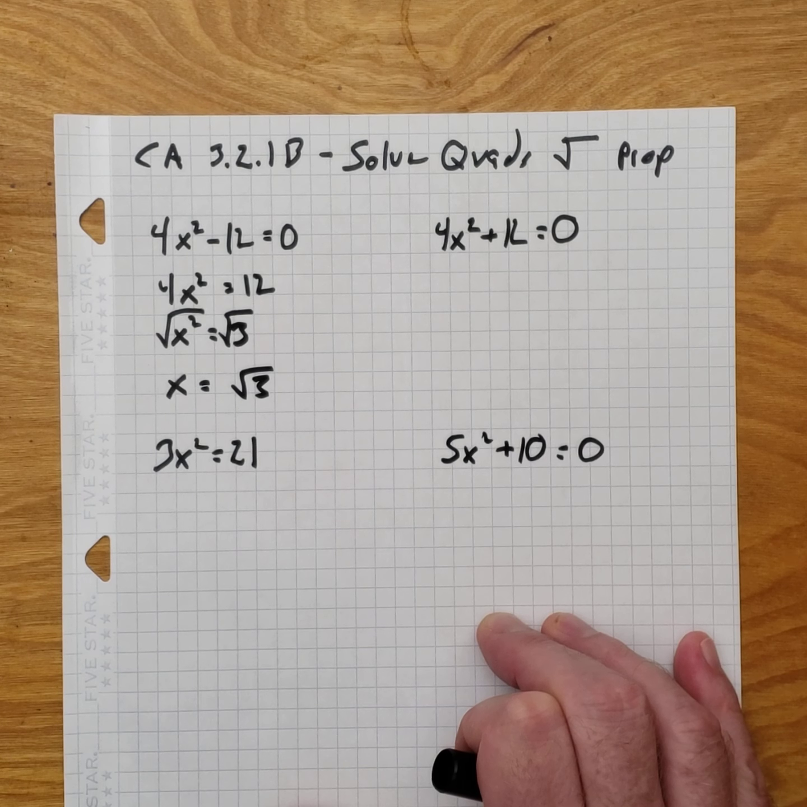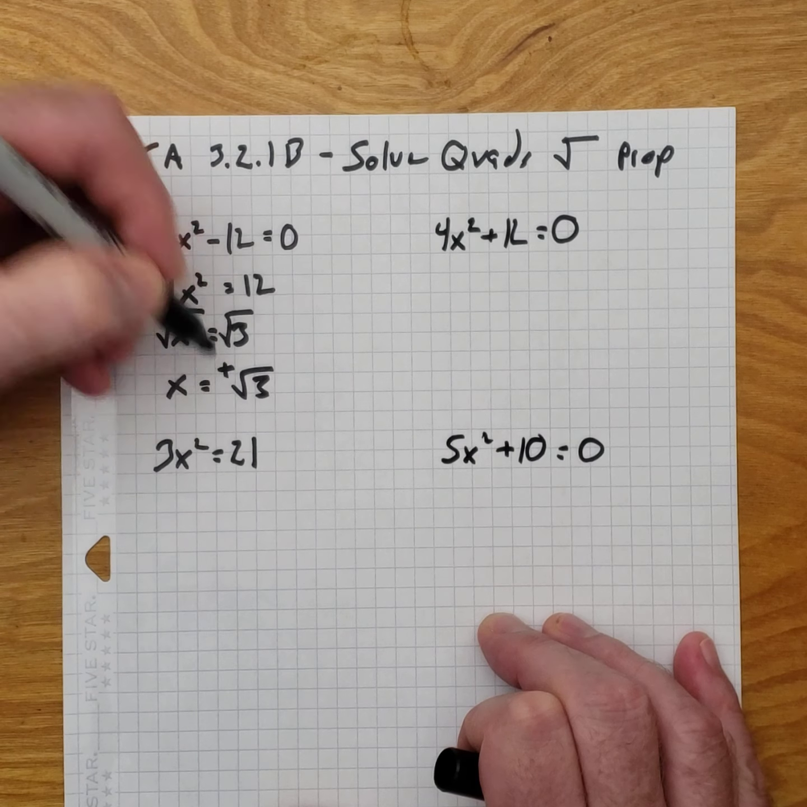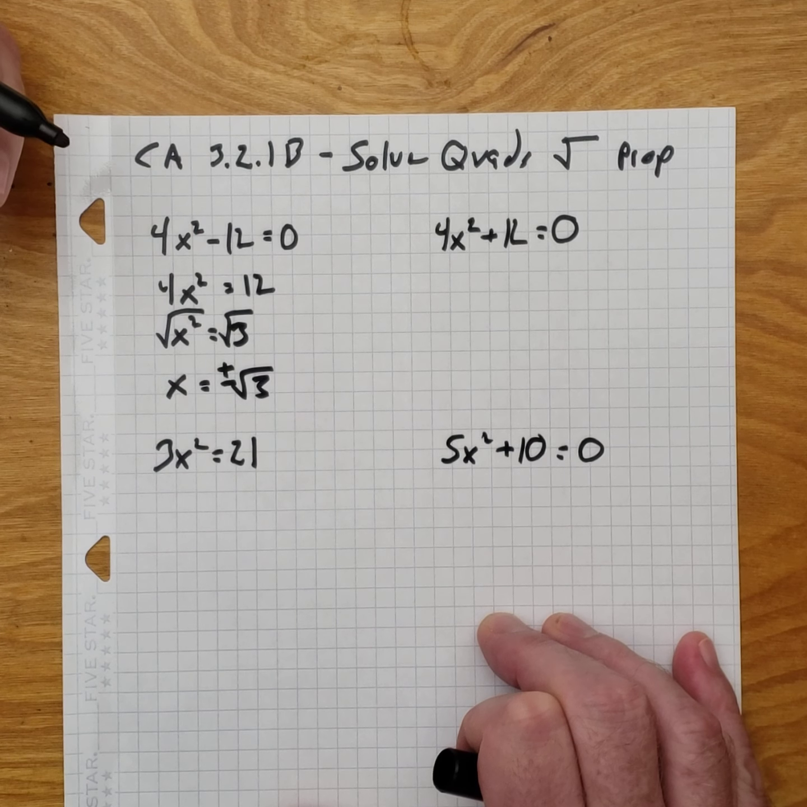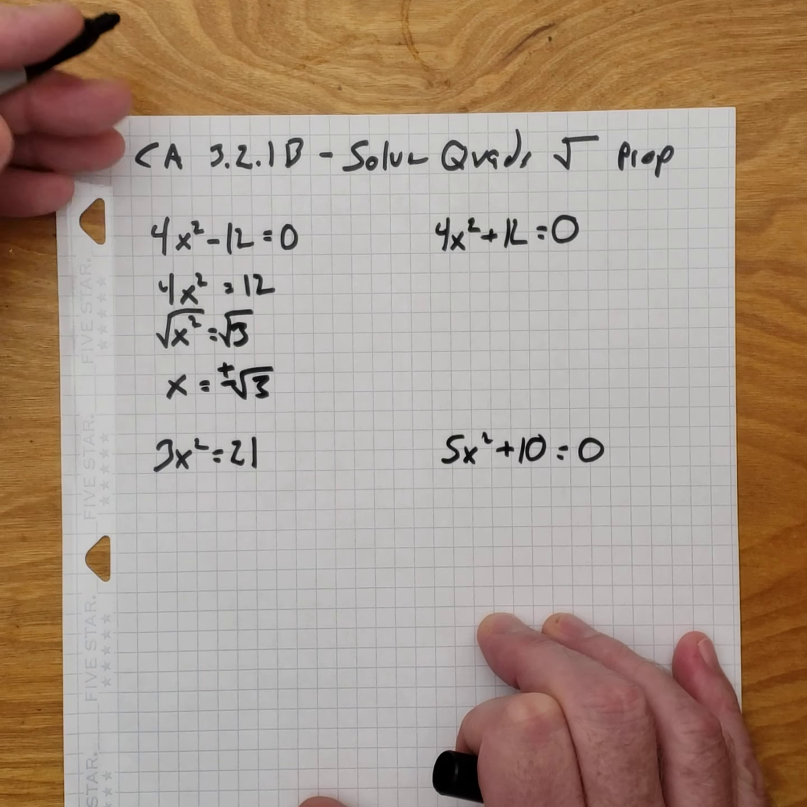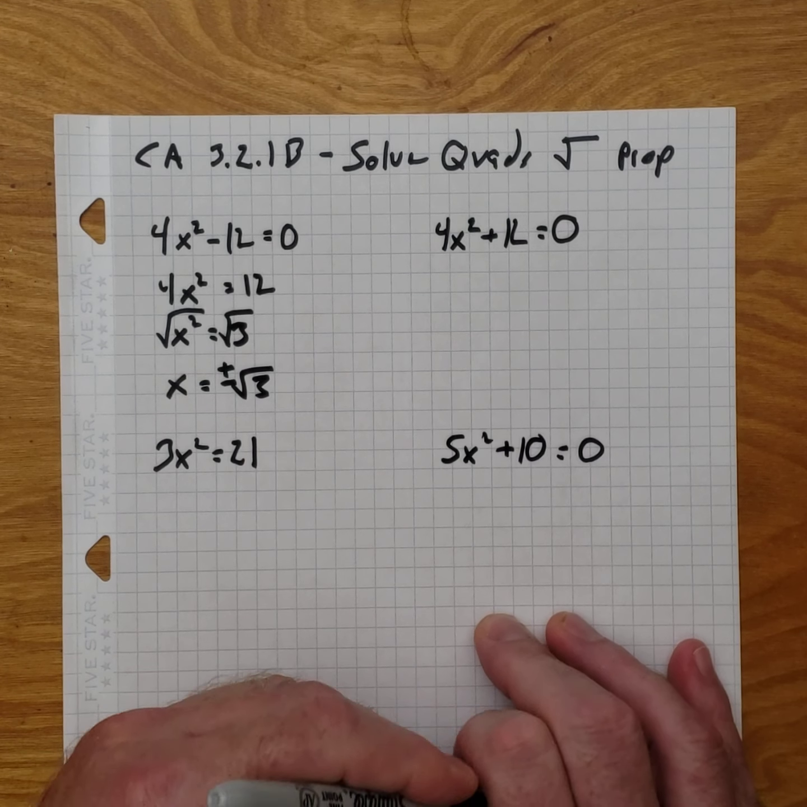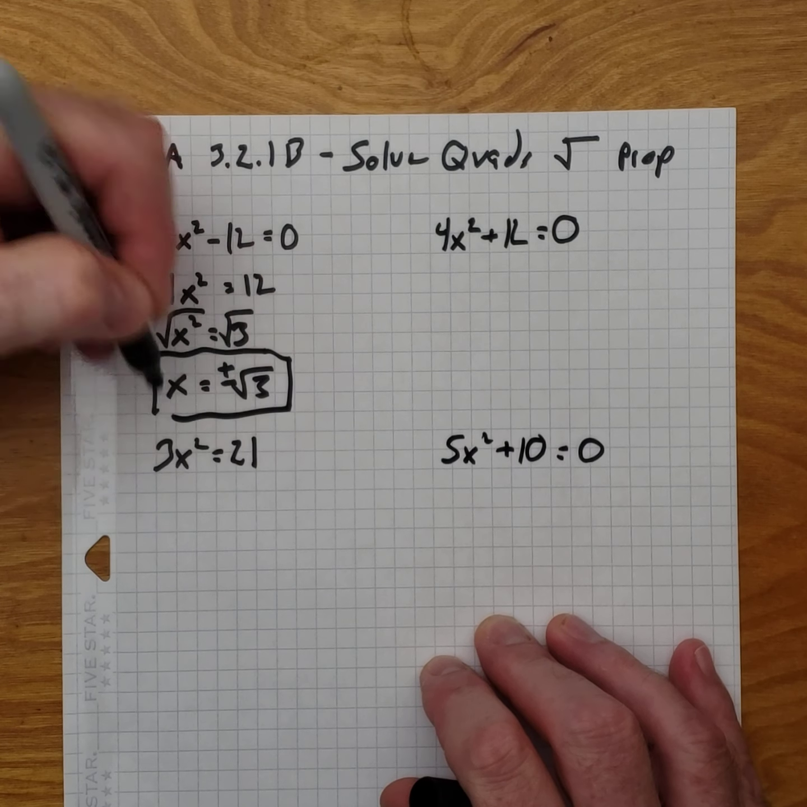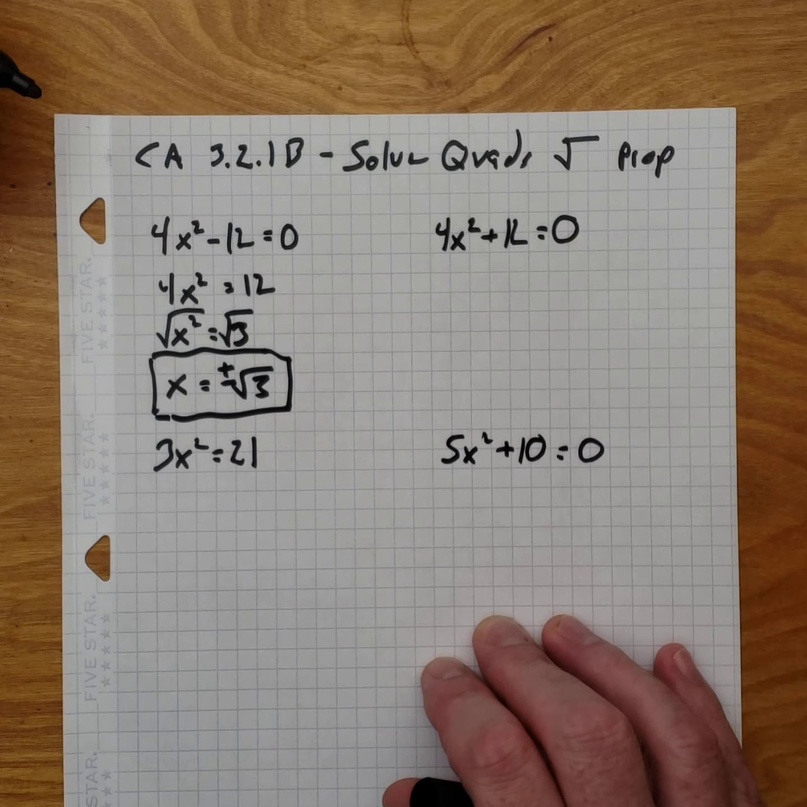But when we do this as part of solving an equation, we have to remember that 3 actually has two square roots, the positive one and the negative one. Just like 9 has two square roots, because 3 times 3 is 9 and negative 3 times negative 3 is 9, we have to account for both of those. So you've got to remember to include that plus or minus.